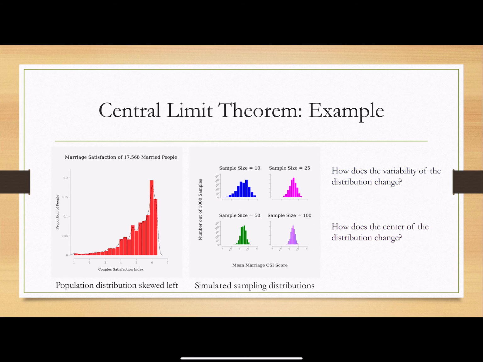Now, what can we say about these things? How does the variability change and how does the center change? I told you that in a previous slide: the center is not really going to change. The center is pretty much the same for all of these. However, the spread, the variability, how wide they are, that is going to change. And as I said before, the larger your sample size, the smaller the spread is going to become. That was what we talked about here.